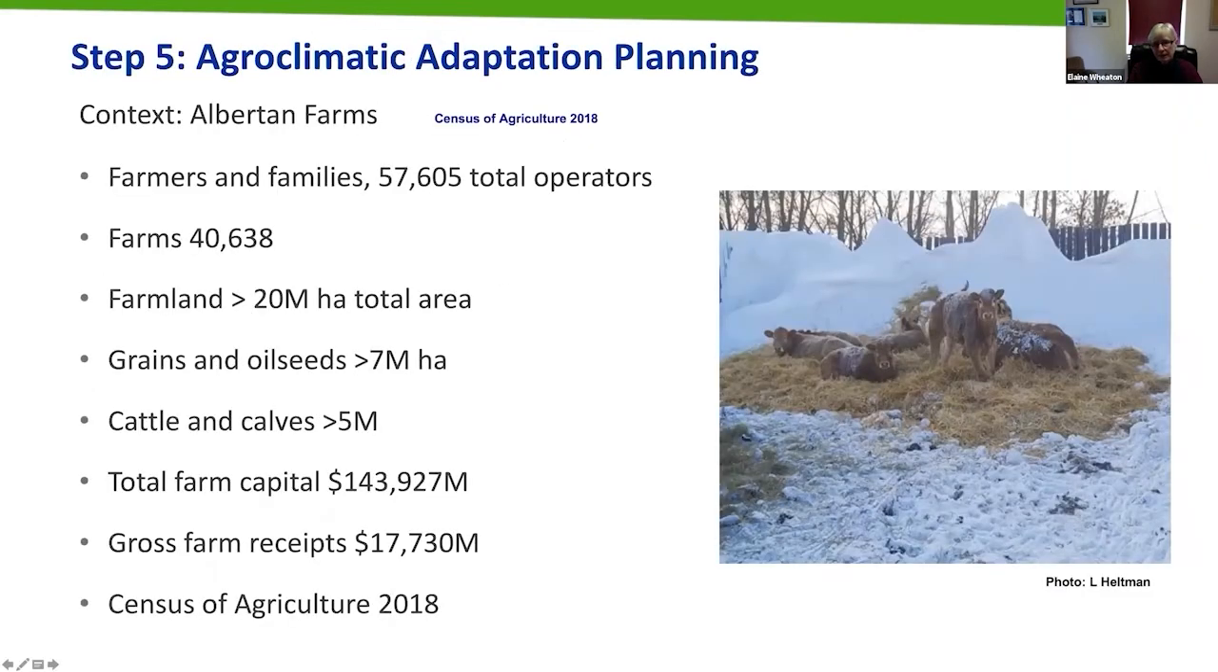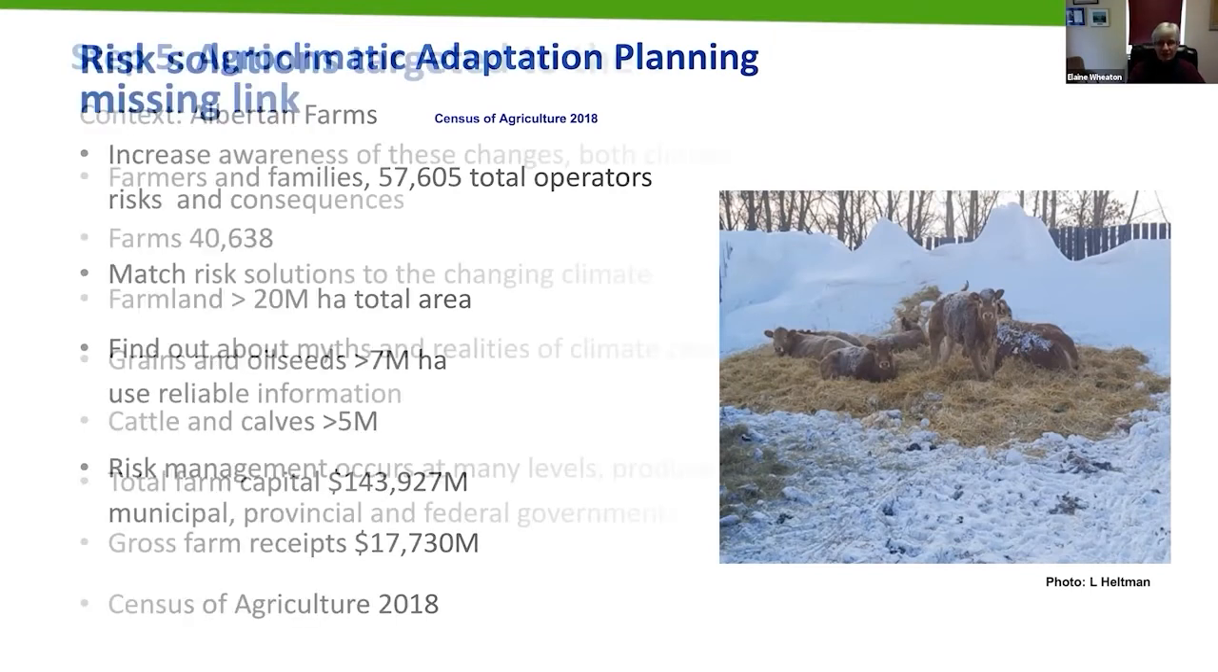So the last step here is adaptation planning. How do we link farm management and other adaptation planning through levels of government and communities to those changes in agroclimate? And to do that, I want to give you the context for Albertan farms. I won't read all of these, but just want to remind you of what we're looking at in terms of many farms and farm families, many farms, a lot of livestock, a lot of farm capital, and this is all obtained from the Census of Agriculture fairly recently. So these are the aspects at risk and possible benefit with changing climate.